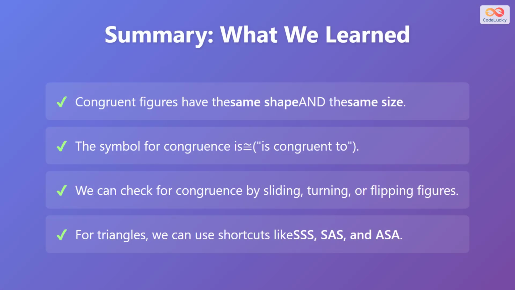Let's quickly review. Congruent figures are identical in both shape and size. We use a special symbol to show congruence. This concept is visible in many everyday objects. We can test for congruence using translations, rotations, and reflections, and for triangles, we can use special shortcuts like side, side, side. Understanding congruence is a key building block for exploring more advanced geometry.